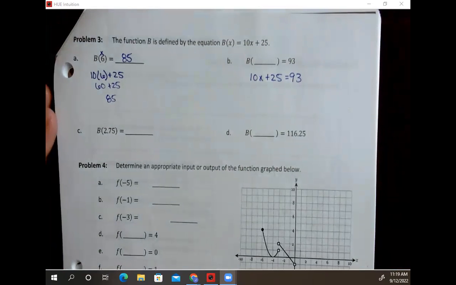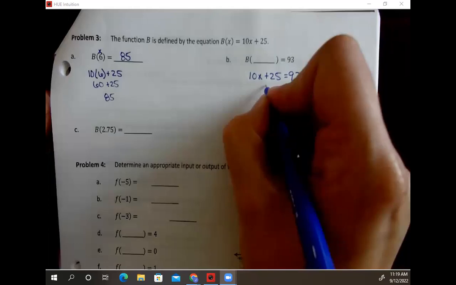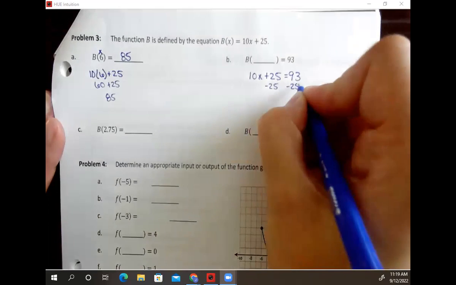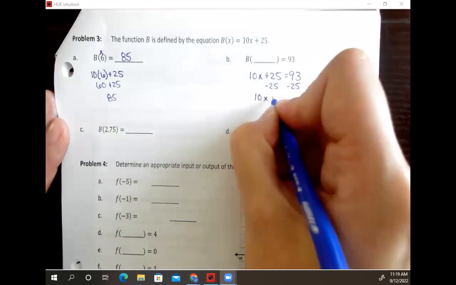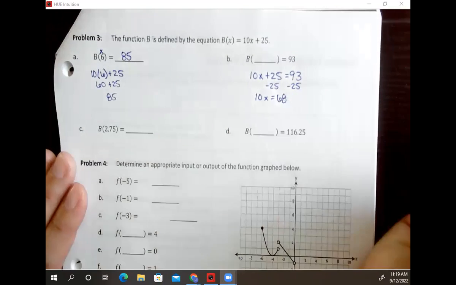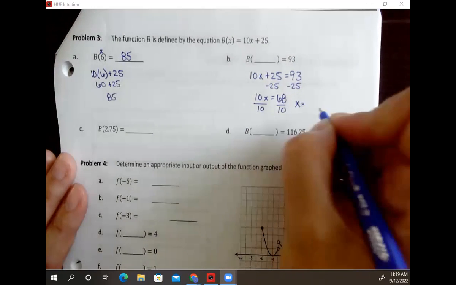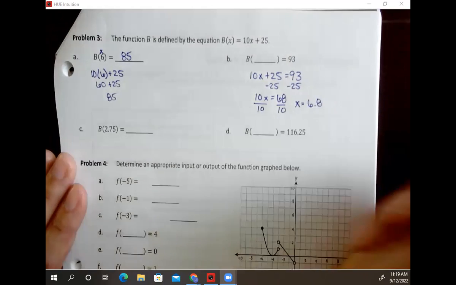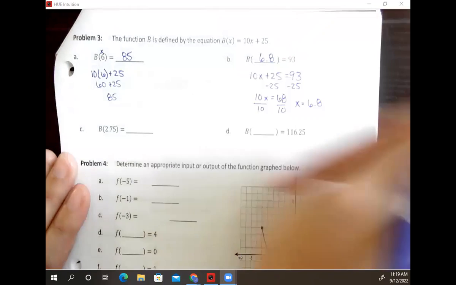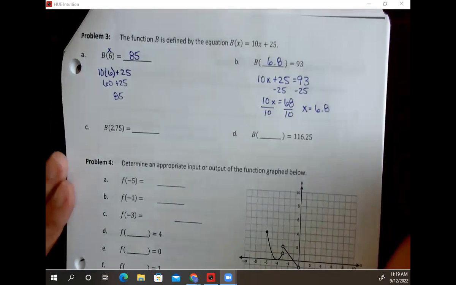Now what we're going to do is solve for x. We did some practice with this at the very beginning of the semester. Remember, as I'm solving for x, I'm unraveling and working through order of operations in reverse. So I'm going to start by subtracting 25, and I get 10x equals 68. And then I'll divide both sides by 10. So we get x equals, I'm going to use decimals here since we're dividing by 10, 6.8. So that was my input. If x is 6.8, I would get 93 as an output.